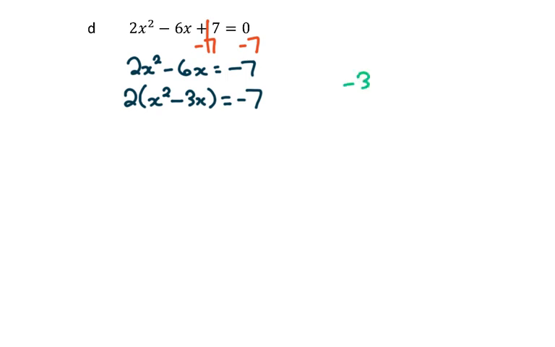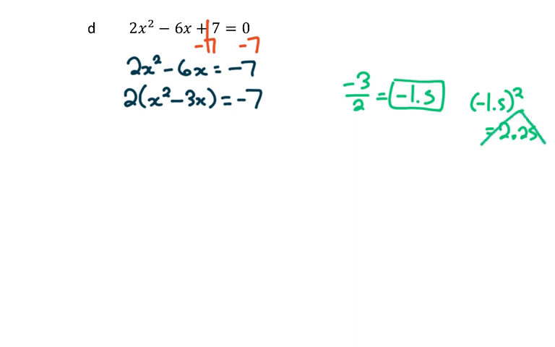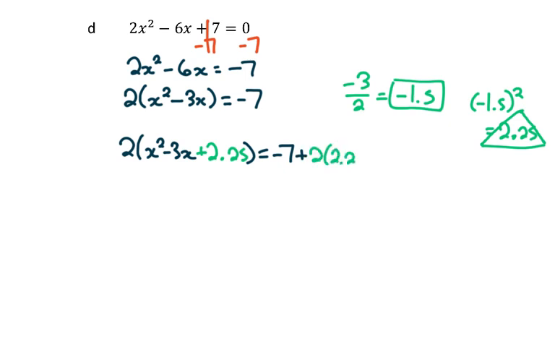Go and complete the square. We take the coefficient of the x, the negative 3, we whack it in half, we get negative 1.5, just like in B. We take negative 1.5, square it, again gives us 2.25. That 2.25 is what gets added to both sides. In the bracket on the left, and on the right, we need to make sure that we multiply it by the 2 that's on that bracket as well.